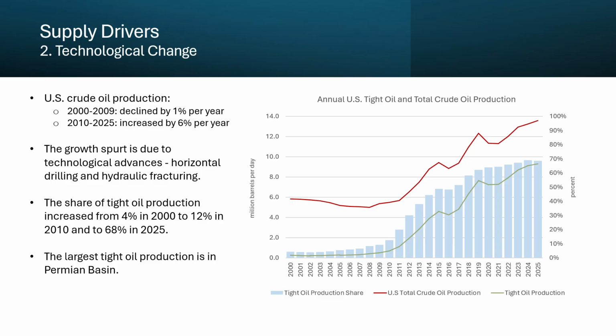The share of tight oil production has increased from 4% in 2000 to 12% in 2010 and to 68% in 2025. The largest tight oil production is in the Permian Basin located in West Texas and southeastern New Mexico.